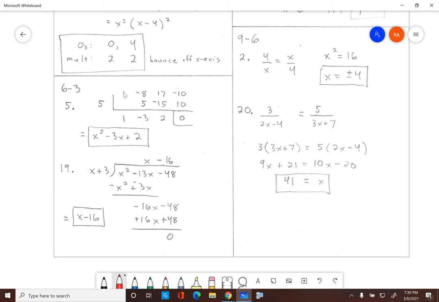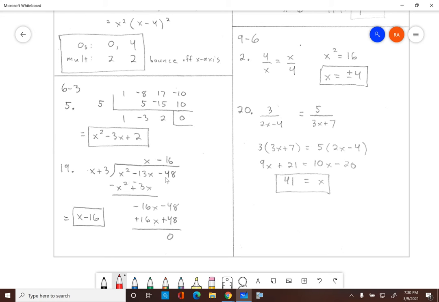And then synthetic division is bring down and then multiply. 5 times 1 is 5. Add these together, that's negative 3. 5 times negative 3 is negative 15. Add these together, that's 2. 5 times 2 is 10. Add those two together, and I get 0. So this cubic divided by x minus 5 is equal to 1x squared minus 3x plus 2 with a remainder of 0.